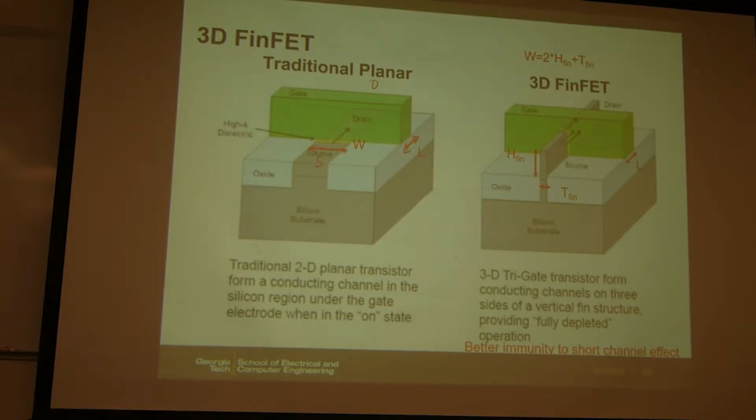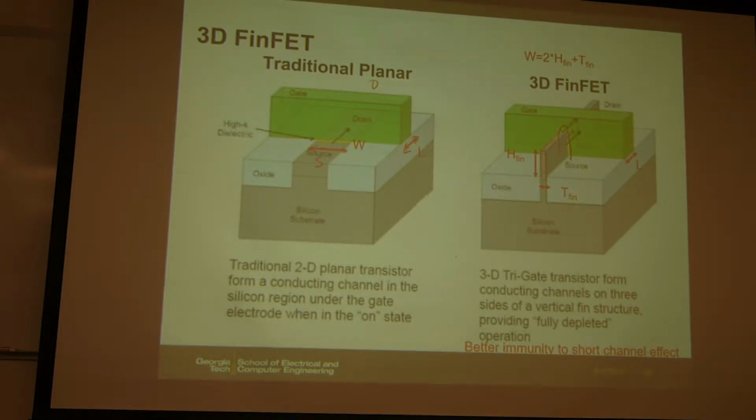And the FinFET is to make it non-planar, like a 3D structure. So we create this fin, a very thin fin. It's like a wall here. And then the gate is surrounding the fin. So it's like this. If this is a fin, this is silicon, and your gate is surrounding the fin like this.